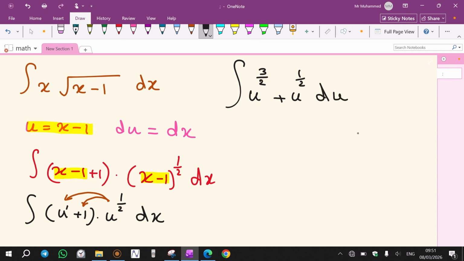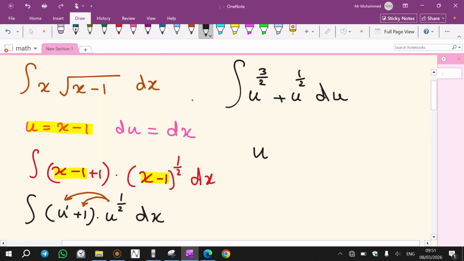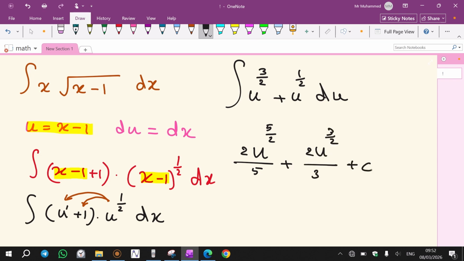Now the integral is quite simple. Power plus 1 over new power. No more integral sign. u power 5 over 2 is the result of 3 over 2 plus 1. Or you have a calculator, it's a very good gadget. You write 3 over 2 plus 1, and you can easily see 5 over 2. If you didn't see 5 over 2, just press the ABC button under Shift. You will see 5 over 2 for sure. u power 5 over 2, and here 2 over 5, plus u power 1 over 2. 1 over 2 plus 1 is going to be 3 over 2, and here 2 over 3, plus c.